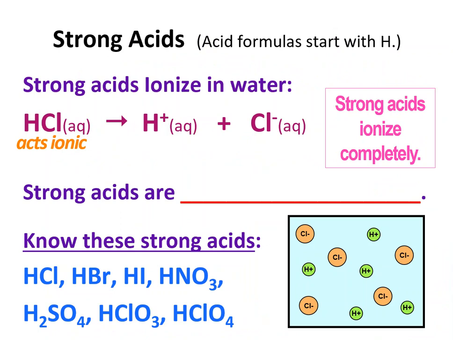Acids. Acid formulas start with H. You have some acids that are strong and some that are weak. The strong acids ionize completely. Remember that strong always means totally ionizes. And so even though an acid doesn't look ionic, it has nonmetals, acids act ionic when you put them in water. They do ionize. So strong acids are strong electrolytes.